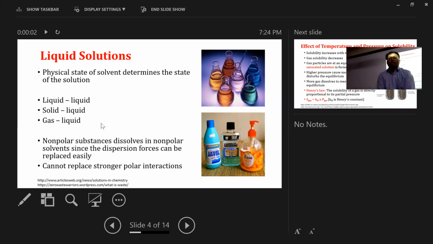As this chapter is directly related to liquid solutions, we'll focus mainly on the liquid. One component is common, and that should be liquid. Another component can be liquid, solid, or gas. So the physical state of a solvent determines the state of the solution. That means solvent is the major component. As I already mentioned, in a solution, the solvent is the major component.